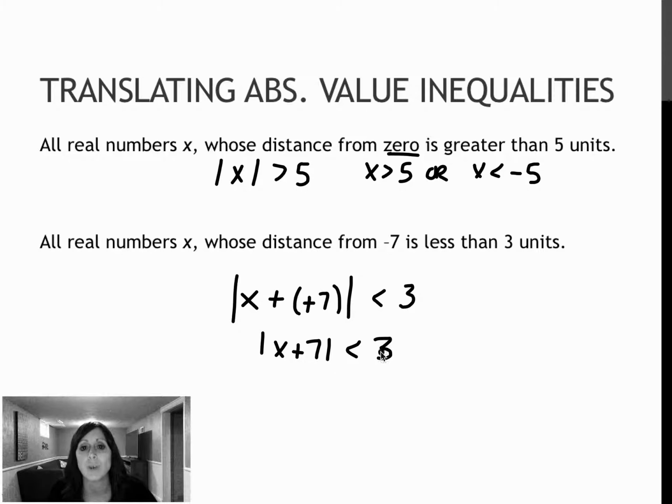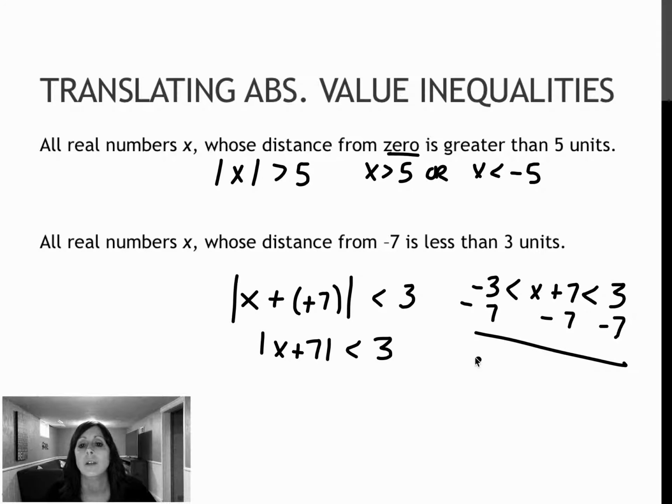This is an and question, so to solve it, I would write negative 3 is less than x plus 7 is less than 3. To solve, I would subtract 7 to get negative 10 is less than x is less than negative 4. And that means the real numbers whose distance from negative 7 is less than 3 would be between negative 10 and negative 4.